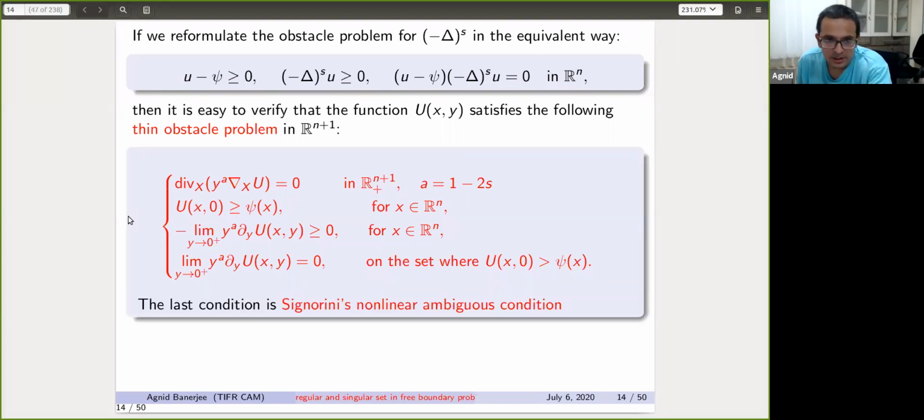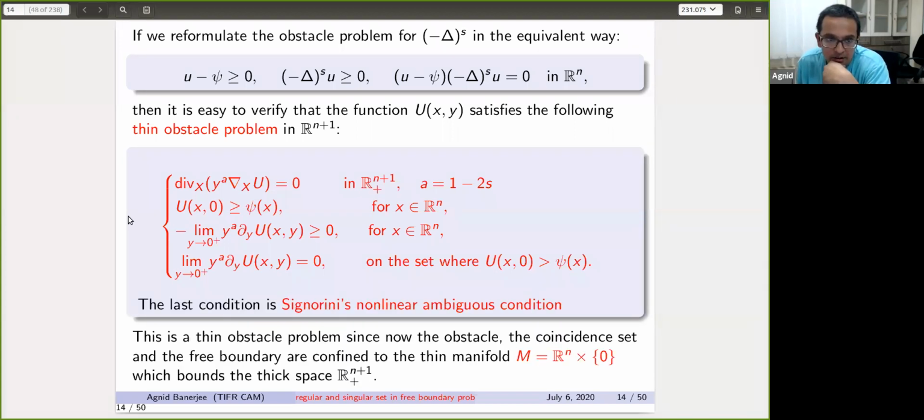These are called the Signorini conditions. So it is a thin obstacle problem because now the obstacle lives on the thin set, which is y equals 0.